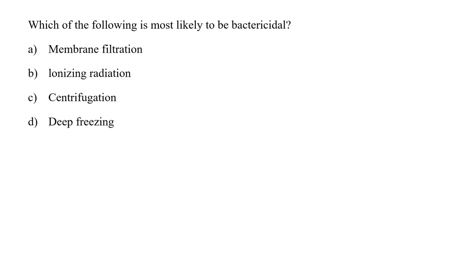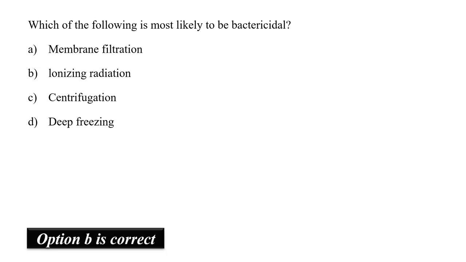Which of the following is most likely to be bactericidal? Membrane filtration, ionizing radiation, centrifugation, or defreezing? Generally, ionizing radiations are used to kill microorganisms, where in the name of ionizing radiation, we often use short wavelength, high intensity UV or gamma radiation. Hence, option B is the correct answer.